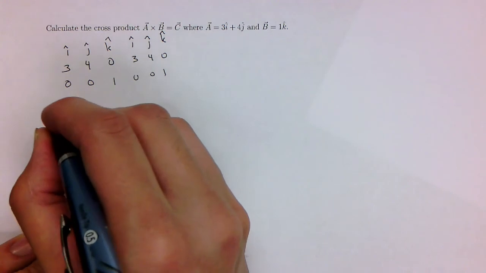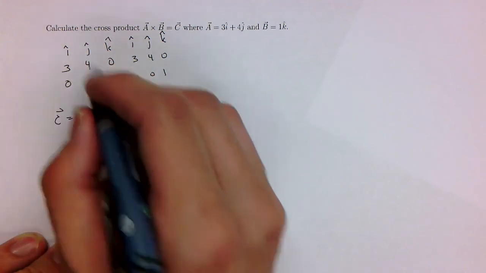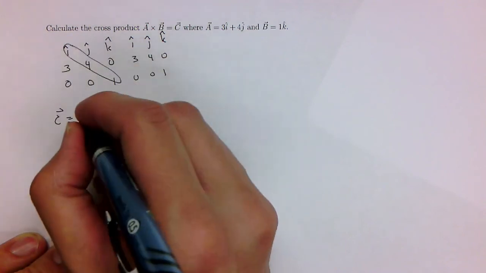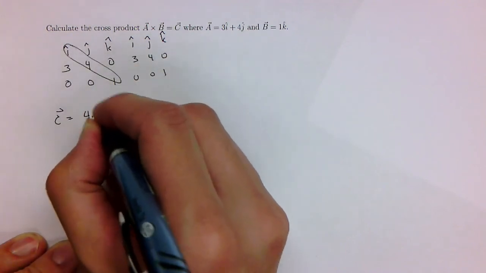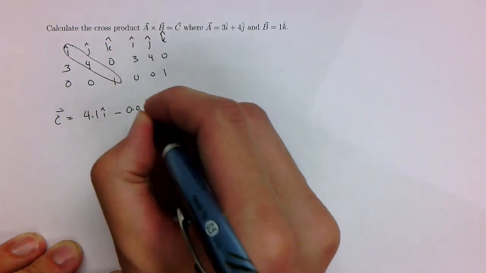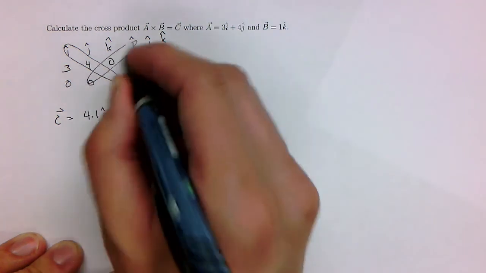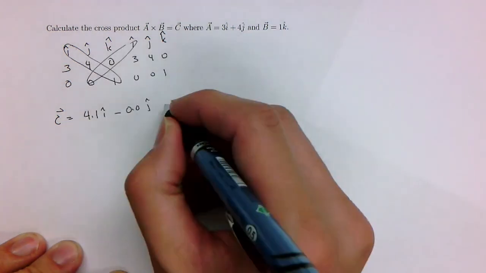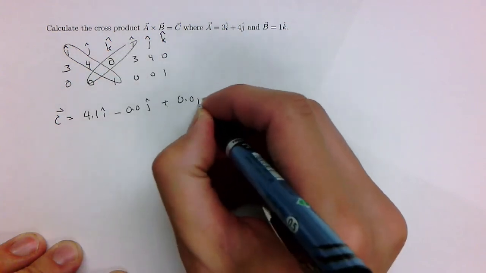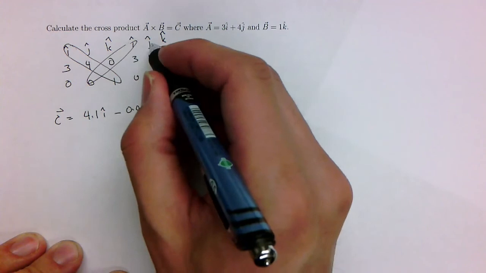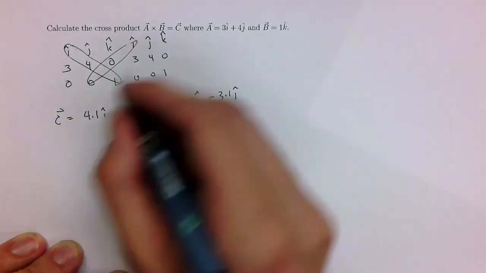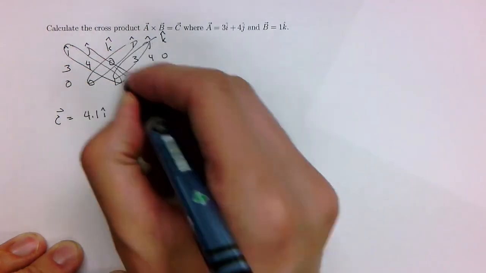Okay, so C vector is equal to what? Let's do the I hat part. It's going to be this part right here. Okay, that's going to be 4 times 1, I hat, and the negative part's right here, minus 0 times 0, I hat. Okay, all right, let's do this next part. Positive J hat plus 0 times 0, 0 times 0 J hat. And the negative side, minus 3 times 1, minus 3 times 1 J hat. That's this side right here.